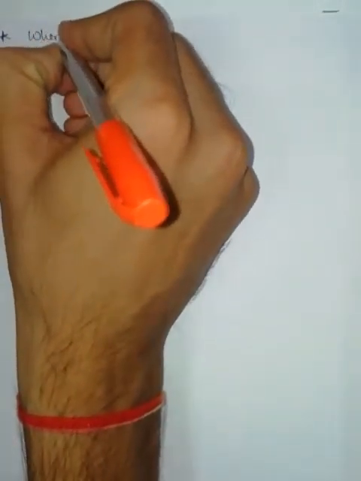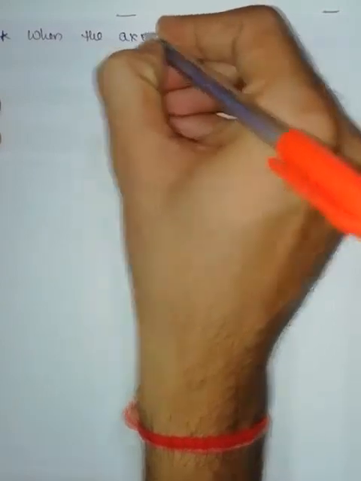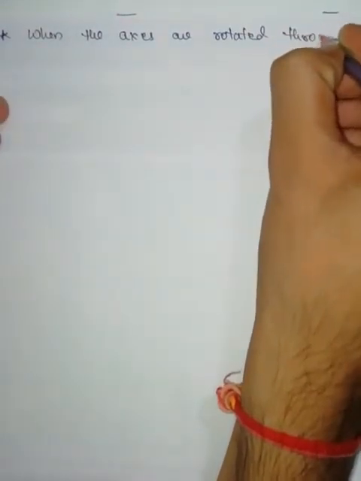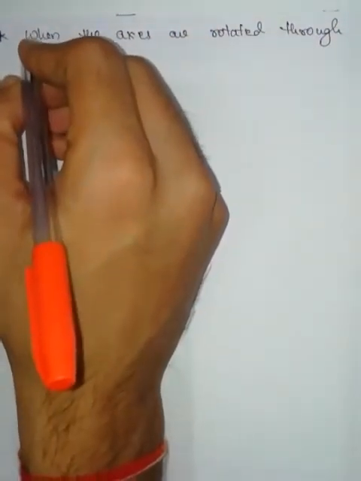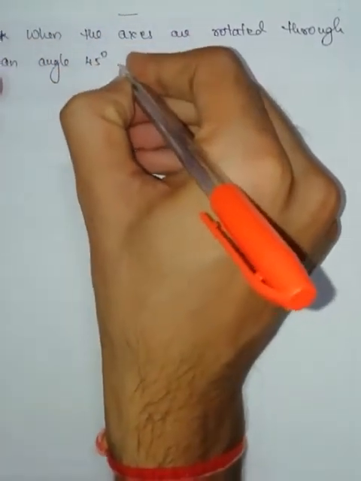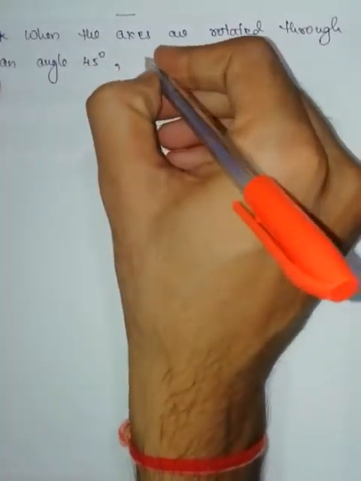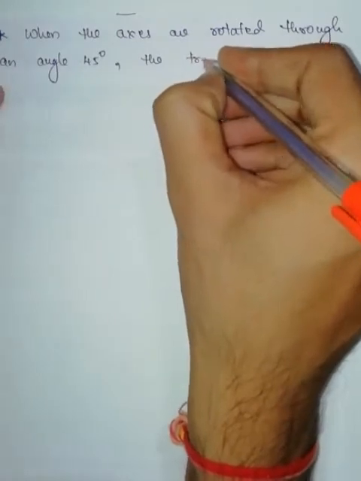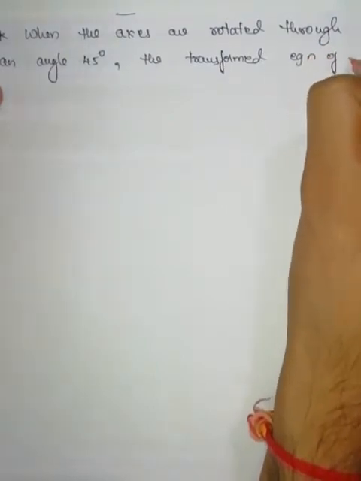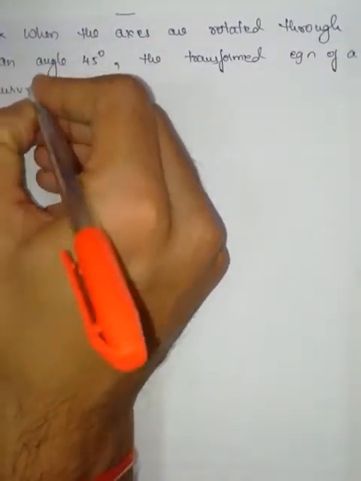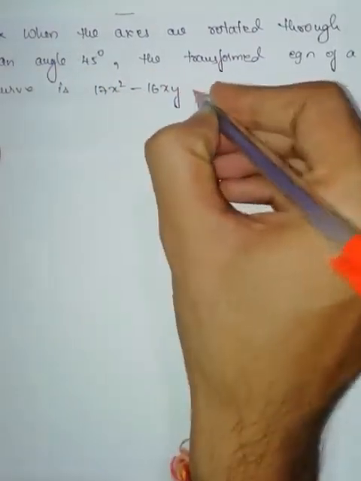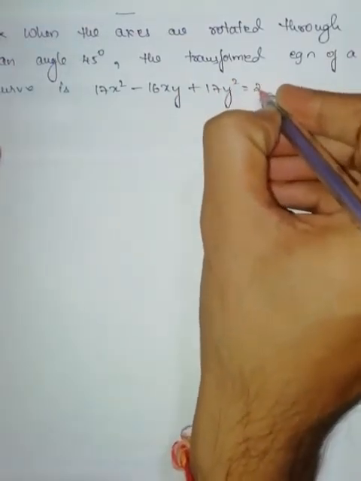When the axes are rotated through an angle of 45 degrees, the transformed equation of a curve is 17x² - 16xy + 17y² = 225.